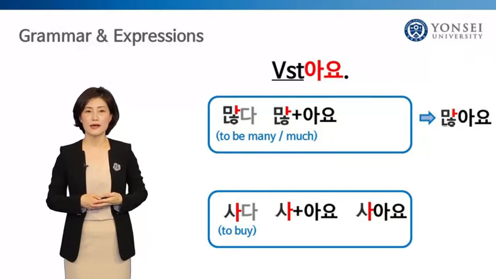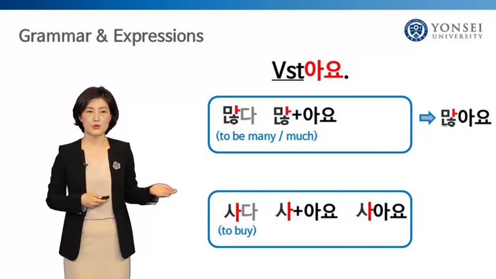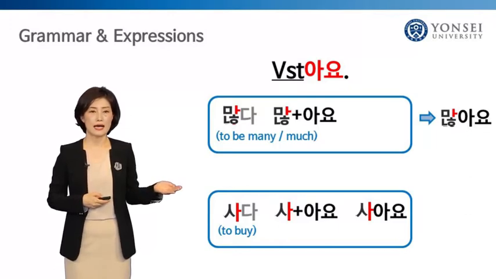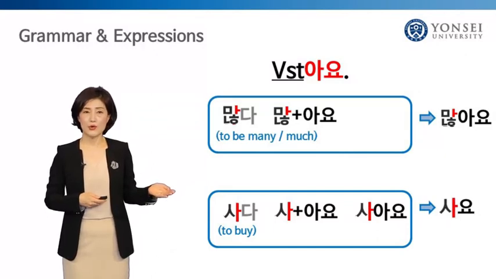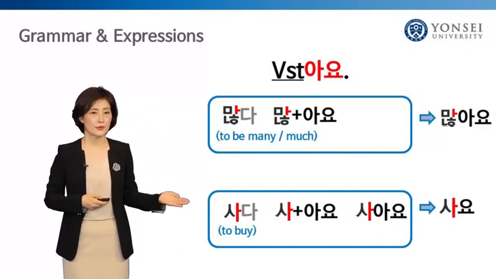The verb stem 사 of the verb 사다 also ends in 아. So 사다 becomes 사아요. In this case, 사아요 is contracted to 사요.